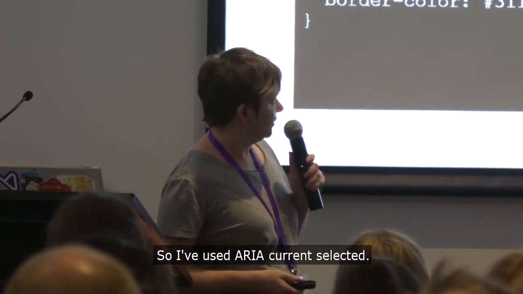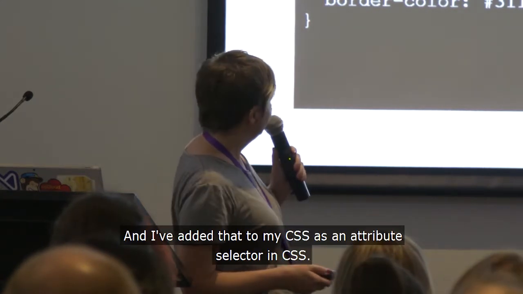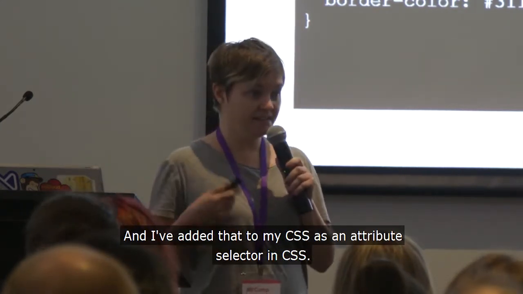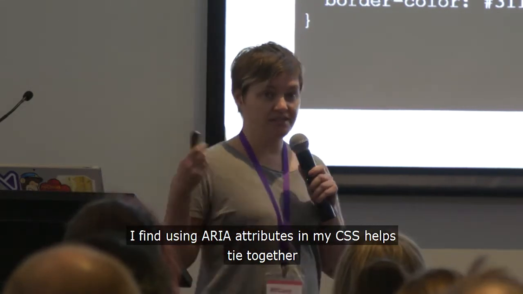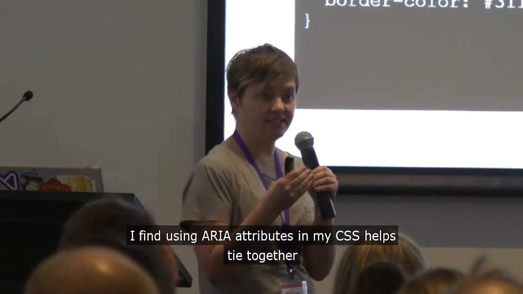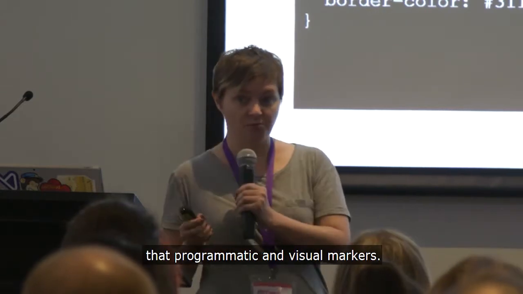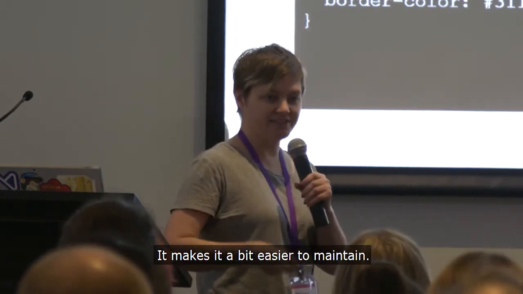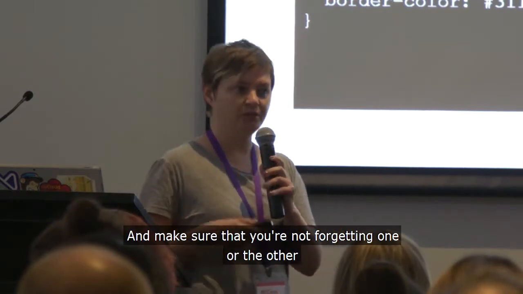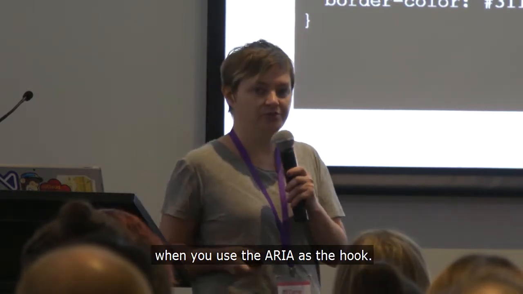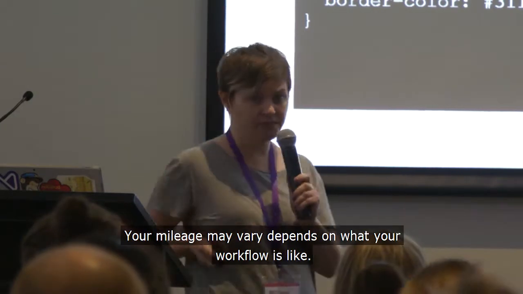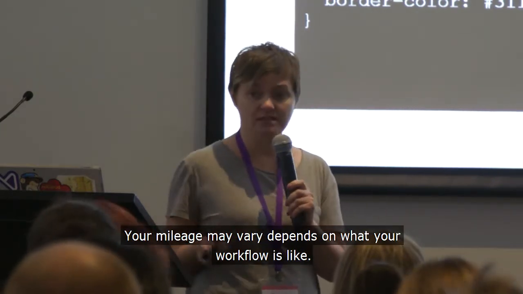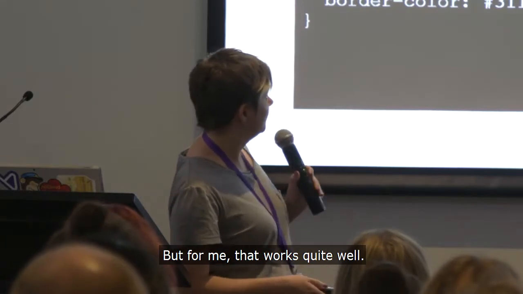So I've used ARIA current selected, and I've added that to my CSS as an attribute selector. I find using ARIA attributes in my CSS helps tie together the programmatic and visual markers. It makes it a bit easier to maintain and make sure that you're not forgetting one or the other when you use the ARIA as the hook. Your mileage may vary, depends on what your workflow is like, but for me that works quite well.